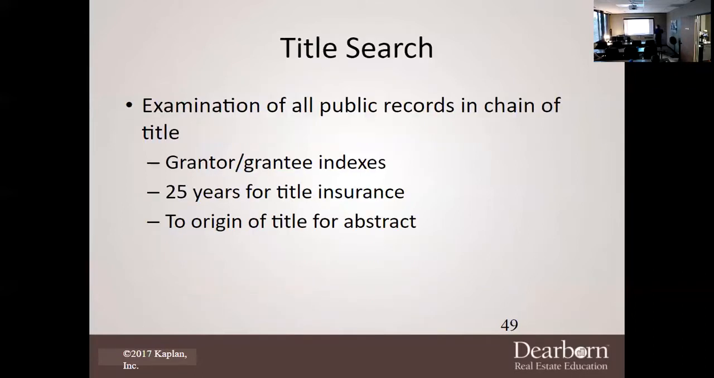Okay. The title search. Why in the world is title search such a big situation? Well, it is the examination of all public records in the chain of title. It's where you're going to look through grantor and grantee indexes, 25 years of title insurance, and it's also back to the origin of the title for abstract. Now, let me tell you something. It's going to perk y'all up real quick. We're almost finished, by the way, we only got 10 slides left, so we're on a roll. The key thing is, y'all, with title search, you can make very good money.